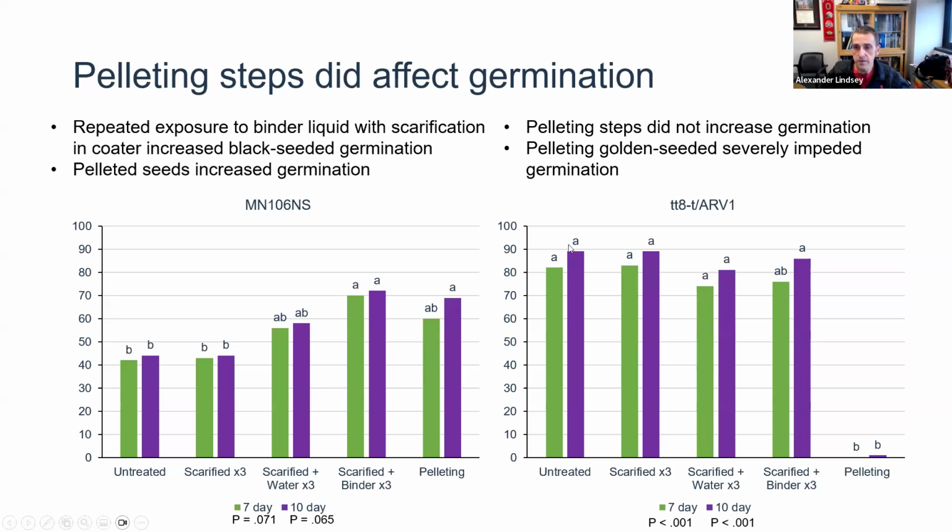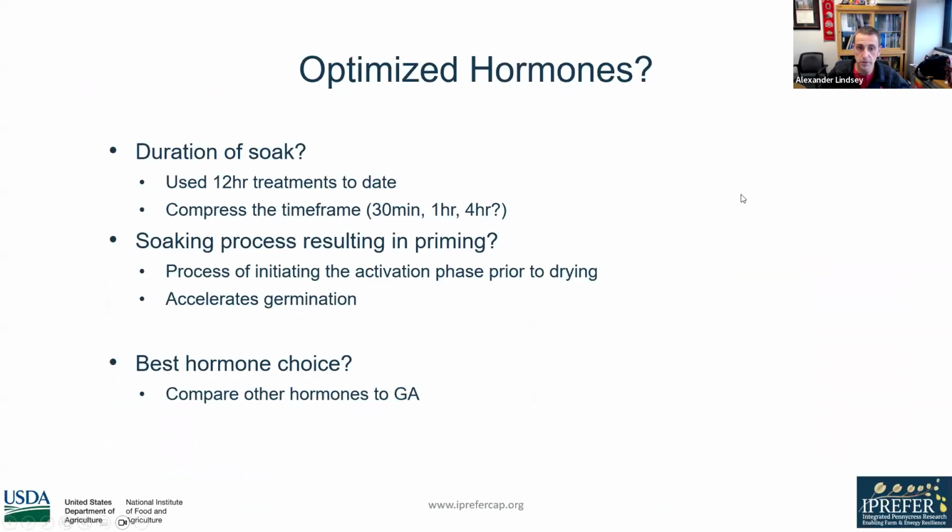For our golden seeded lines, we really saw no influence of any of our treatments from the initial process affecting germination. The only thing that did affect germination was pelleting. We saw 0% germination in this seed lot after being pelleted, which further hammers home that idea: don't pellet golden seeded pennycress at this point in time.